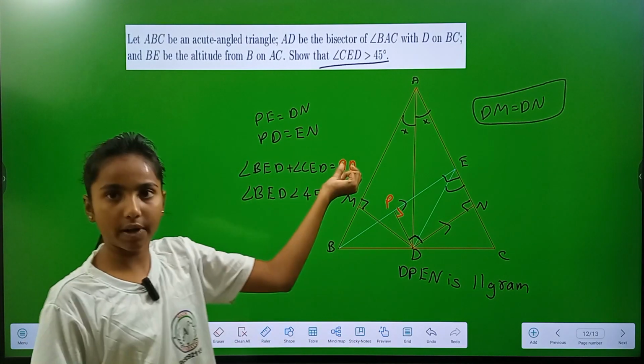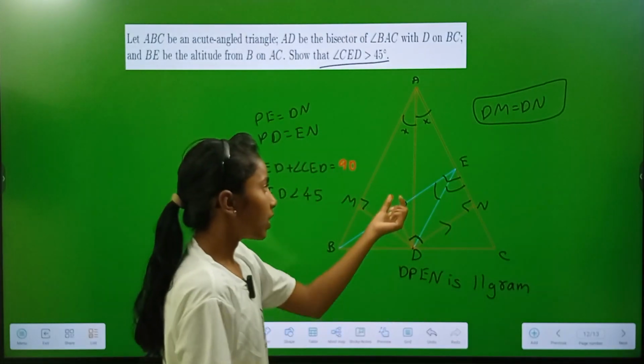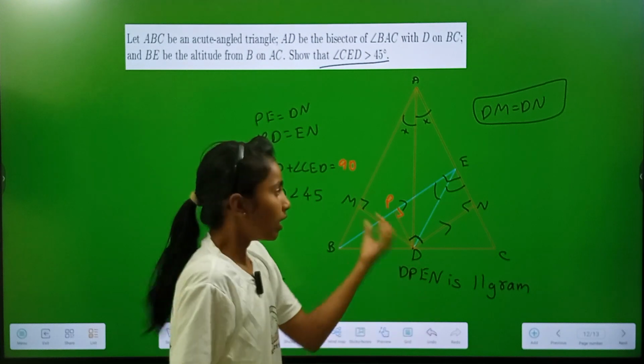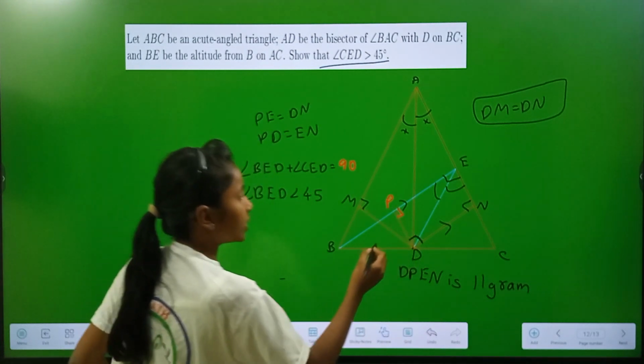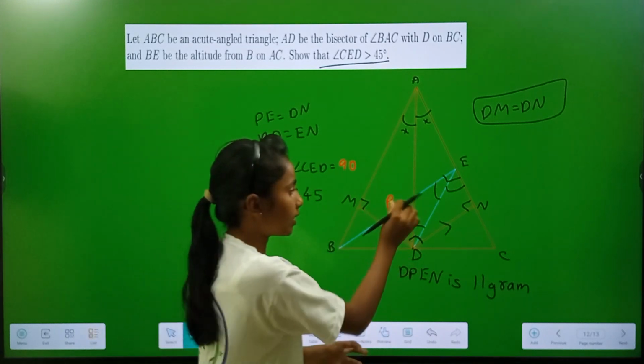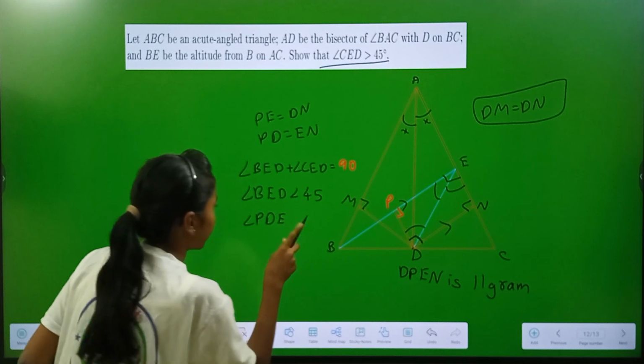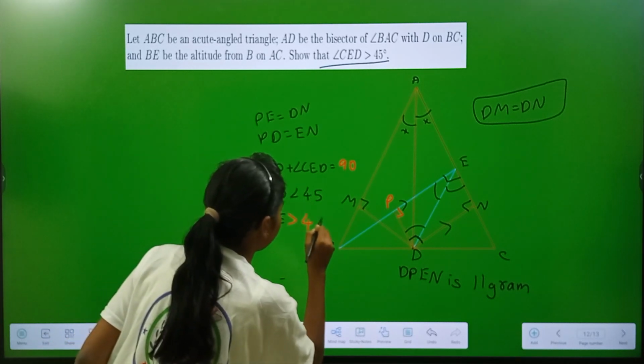Because those both sum up to 90. In order to prove that this angle is less than 45, we also have the right angle triangle PED, with this angle equal to 90. So we just have to prove that this angle, angle PDE, is greater than 45. We have to prove this is greater than 45.